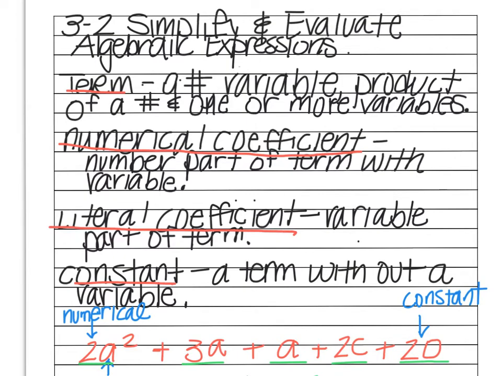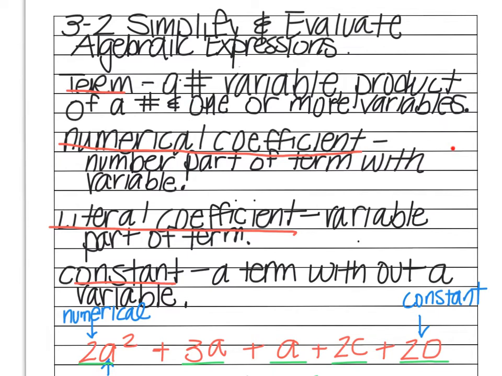Today we are doing 3-2, simplify and evaluate algebraic expressions. We have a few terms I want to go over, and the first one is term. Whenever we talk about a term in math, it's a number, a variable, or a product of a number and one or more variables. It can be a number, or a variable representing a number, or a product of a number and one or more variables.